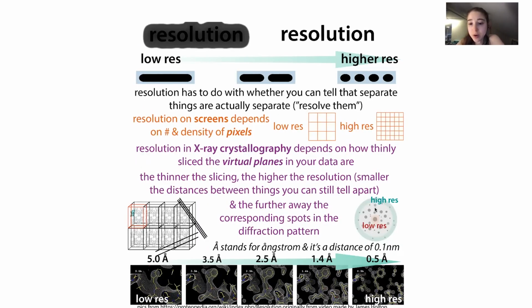Because of this, there's going to be a cutoff point at which we can't really say anything from the highest resolution data.